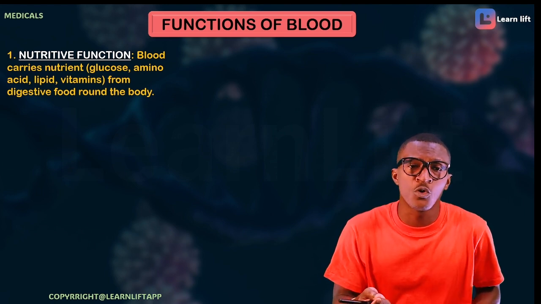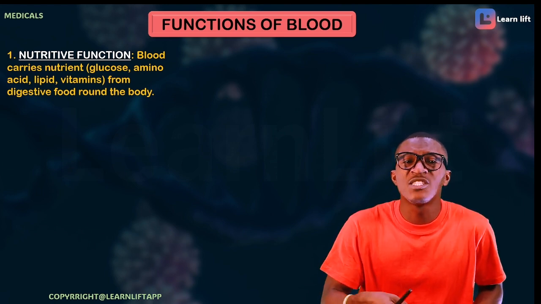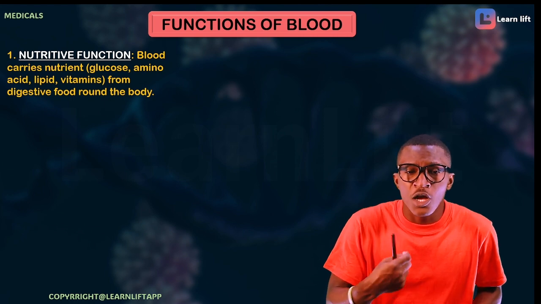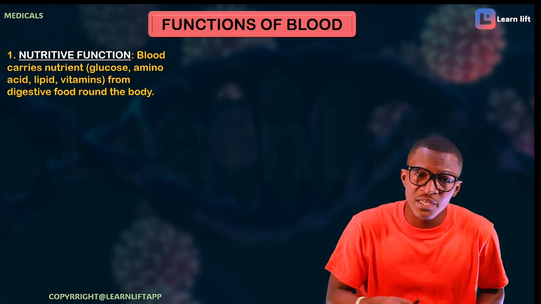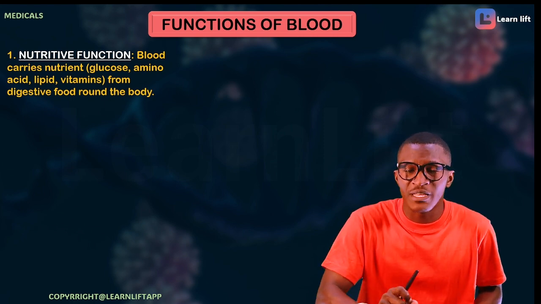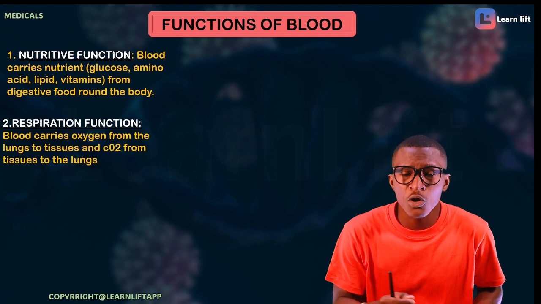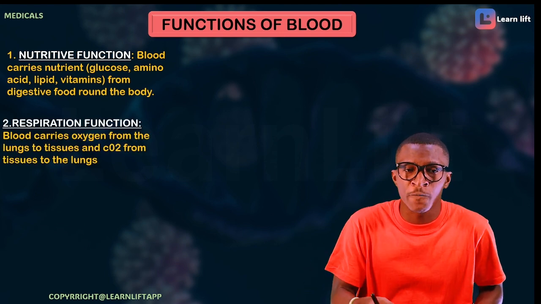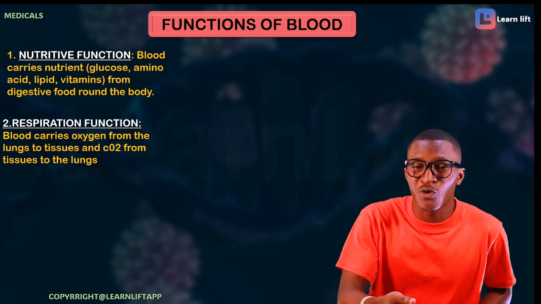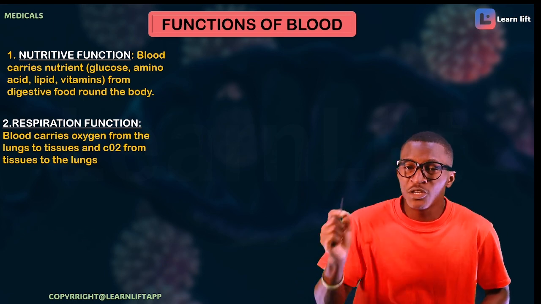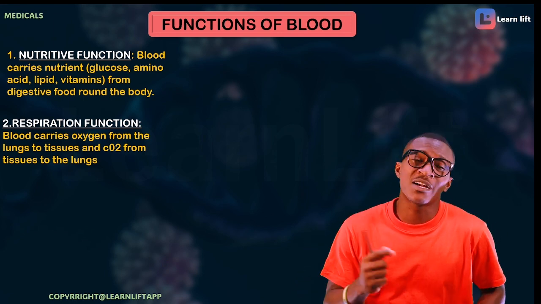Why is it called nutritive function? Of course, you should know that blood carries nutrients. And what are your nutrients? Your glucose, your amino acid, your lipid, your vitamins. It carries them from the digestive system around the body. Number 2, respiratory function. We should know that blood carries what? Oxygen from the lungs to body tissues and CO2 from body tissues back to the lungs.